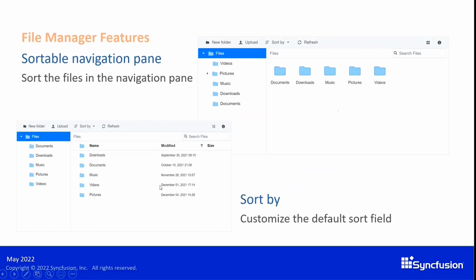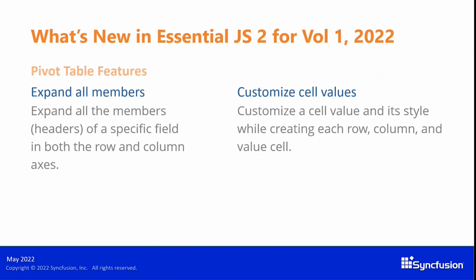Next, to the file manager component, now you can sort the files in the navigation pane, either in ascending or descending order. And there is also a sort by option, using which you can customize the default sort field. By default, the names are sorted in ascending order, but using this, we can customize the sort field in whatever format you want.